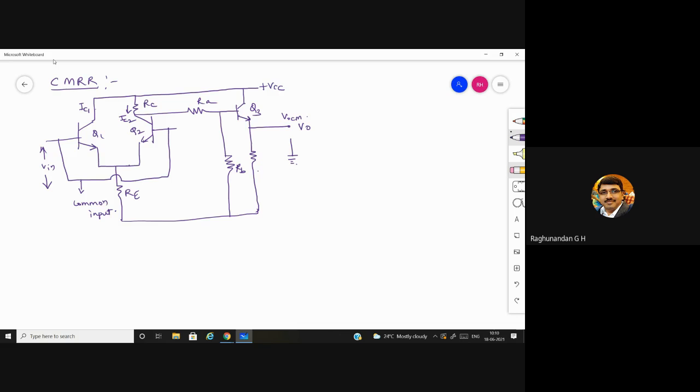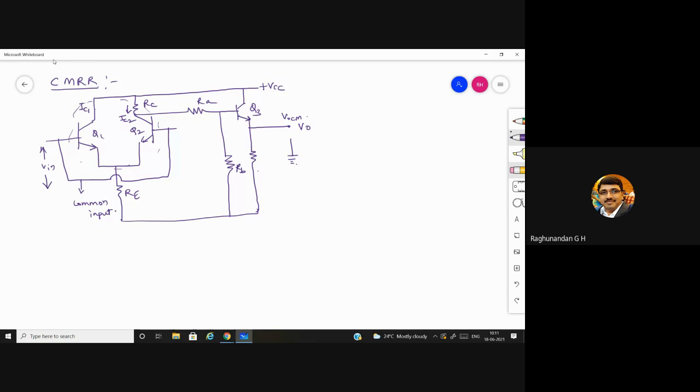Here you can observe that this is dual input unbalanced output because the output is taken from the Q2 and it is fed as input to the Q3, and this Q3 is going to process that signal and give the output here. So this is our differential circuit. It is going to take the input between these two.